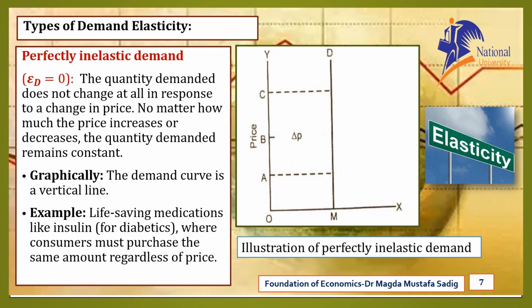So here, that is what the demand curve looks like, showing the quantity doesn't budge, even if the price goes up or down. A great example is life-saving medicine, like insulin for diabetics. People need the same amount to stay healthy, so they will buy it regardless of the price.